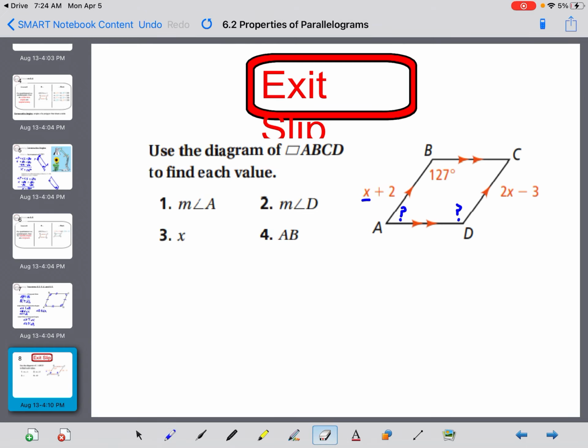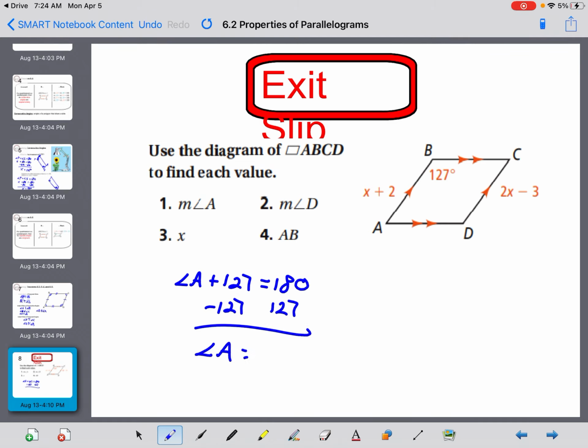Okay, for example, the measure of angle A and the measure of angle B, those two are consecutive. So we get angle A plus 127 needs to equal 180. Subtract 127 on both sides. And angle A is equal to 180 minus 127, which is 53 degrees. So there's your first one. With that, you can find the measure of angle D, and go from there.